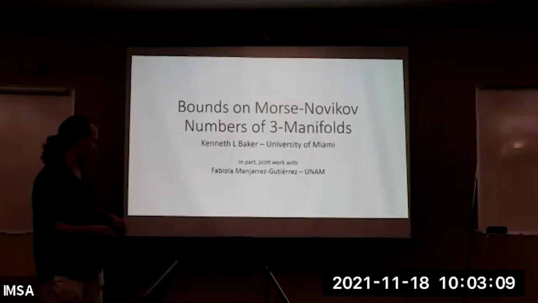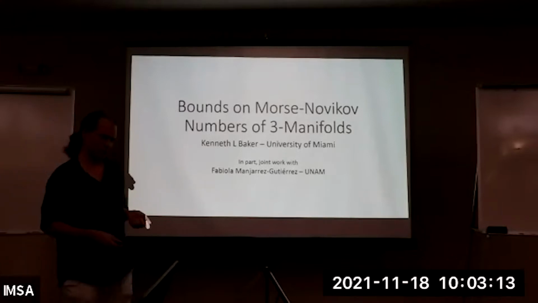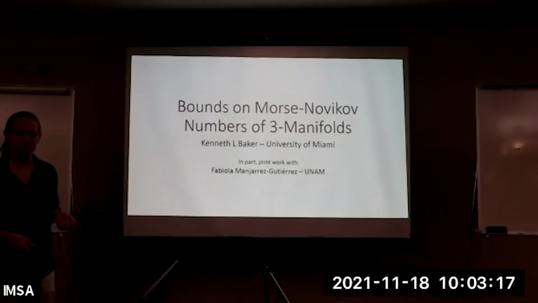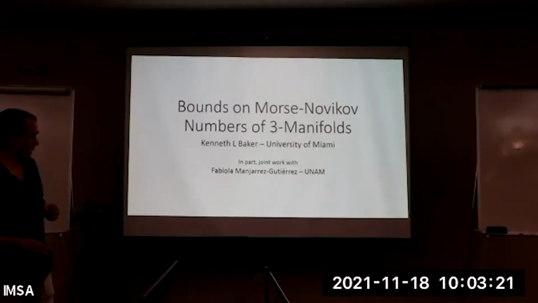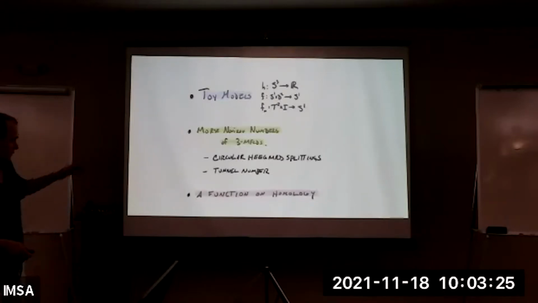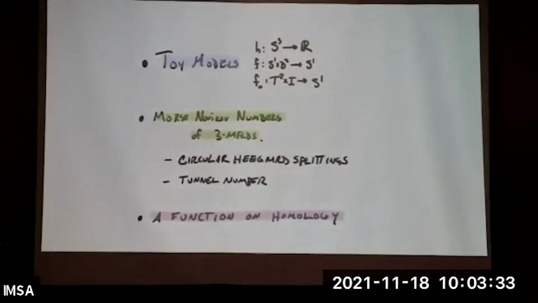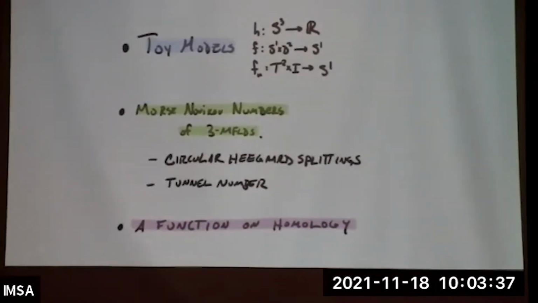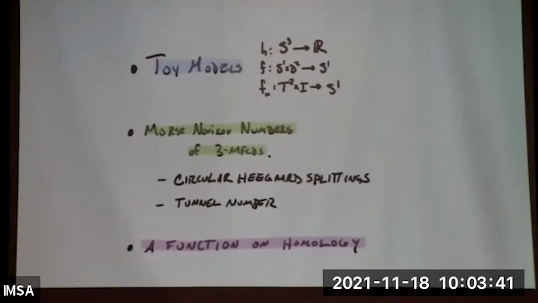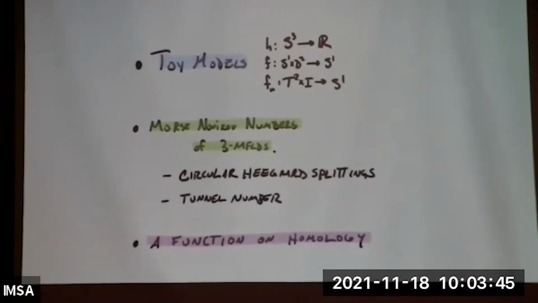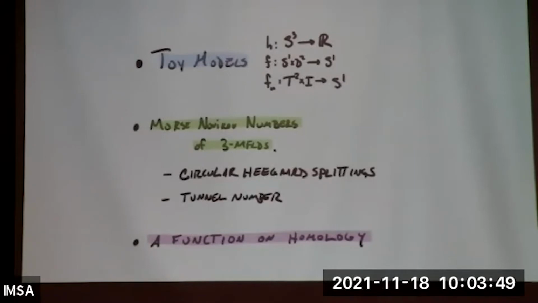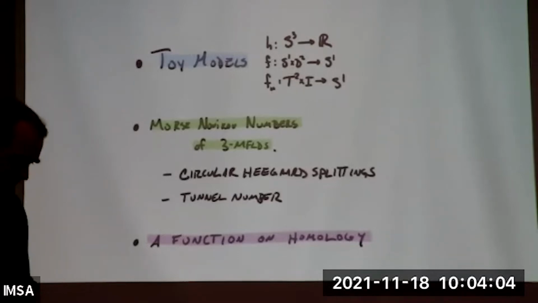I should say, especially the latter part is joint work in progress with Fabiola Mendes Gutierrez from UNAM, Mexico. Very rough outline: we're first going to look at these different toy models of Morse functions and Morse-Novikov functions. Then we'll bring that back around and look at three-manifolds and some special situations there. I'll say a little about the broader thing Fabiola and I have been working on. Then we'll wrap up with a discussion about an interesting function on the second homology of the three-manifold that this investigation gives us, and something that allows us to understand some of the properties of this function.